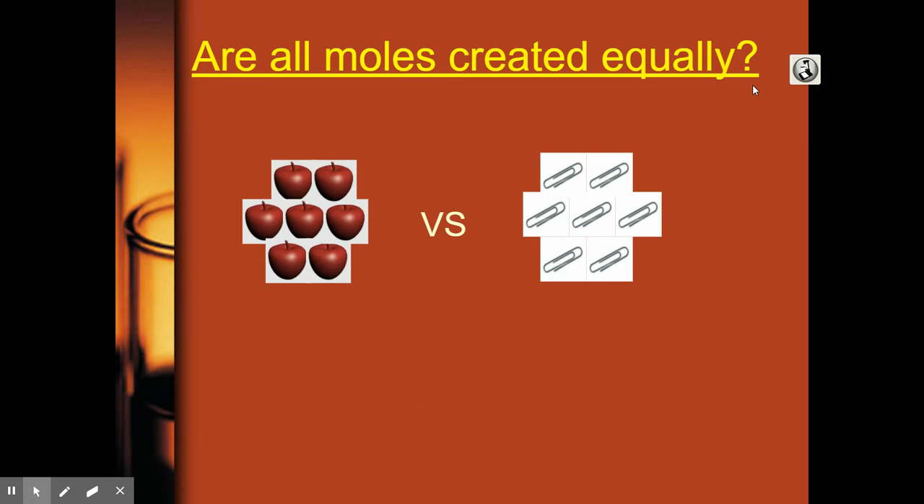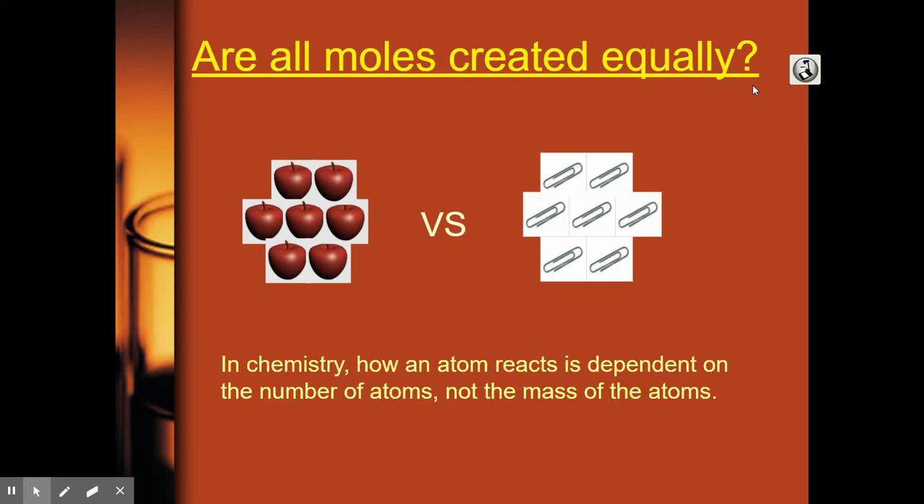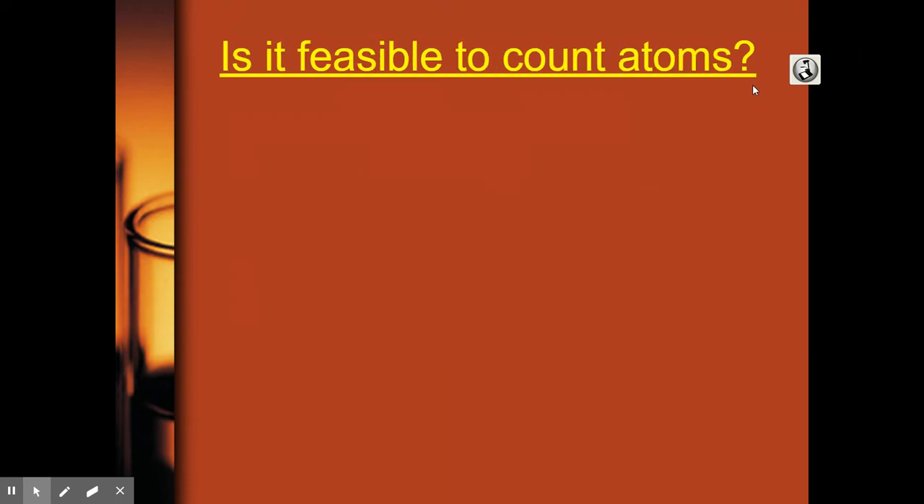So this unit becomes lots of math. How an atom reacts depends on the number of atoms, not the mass of the atoms. And realistically, it has to do with the number of valence electrons. So we don't generally count atoms in chemistry. We're going to get a mass of them and be able to correlate that to a certain number of that particular atom or particle.